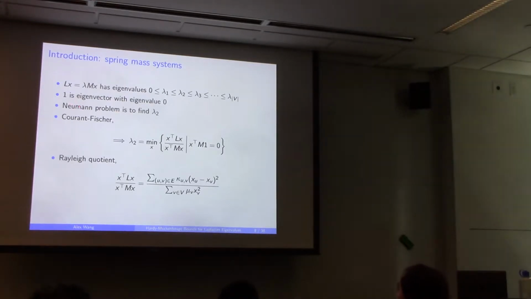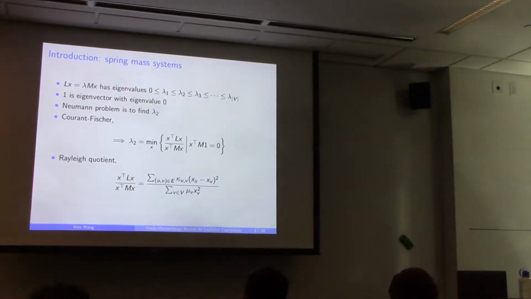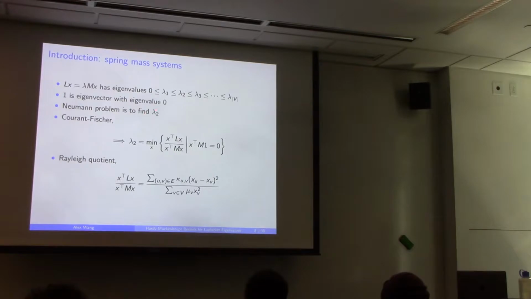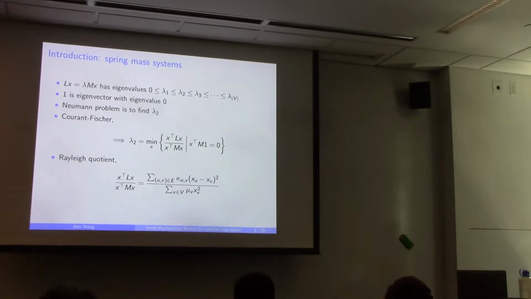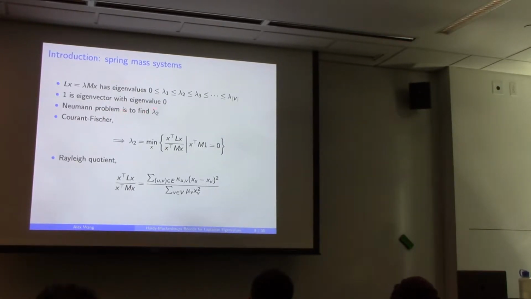The Neumann problem, this is the definition of the Neumann problem, is to find lambda 2. Okay? Usually in spectral graph theory, people just call this the second eigenvalue. And I'm going to call it the Neumann problem to emphasize the implicit boundary conditions that we're assuming. If you don't know what those are, I'll explain them shortly. But for now, I'm just going to define lambda 2 to be the Neumann eigenvalue. That's just the name I'm giving it.